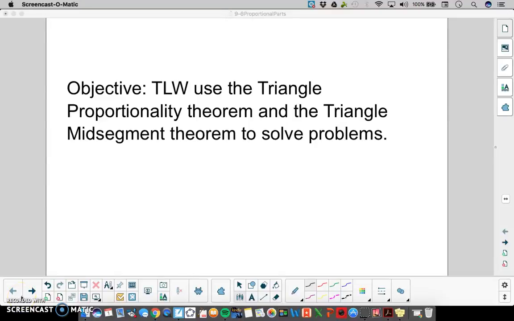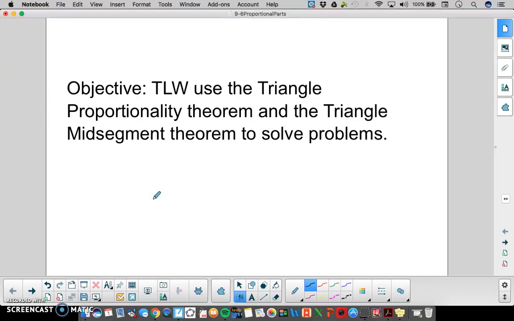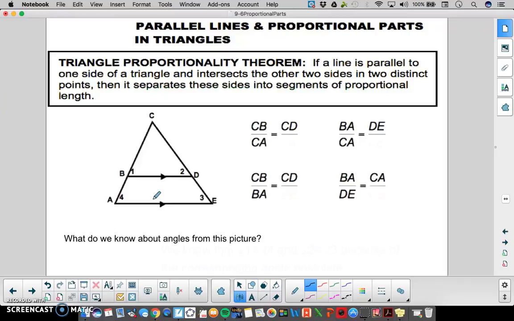In this video, we're going to use the triangle proportionality theorem and the triangle midsegment theorem to solve problems. So first, we're going to go over what the triangle proportionality theorem is. You'll notice it's written in that if-then format.